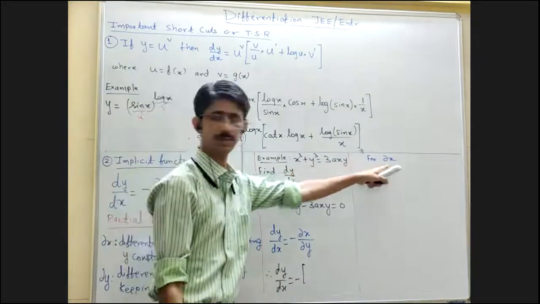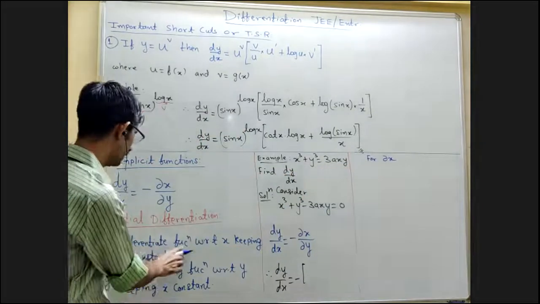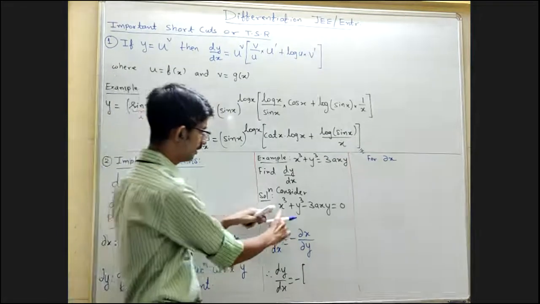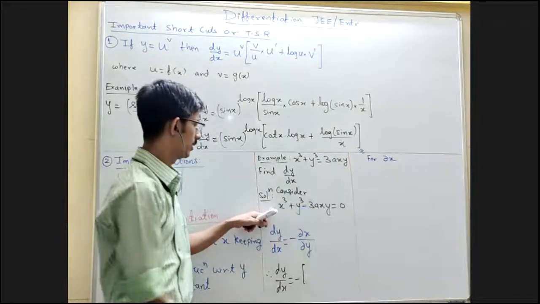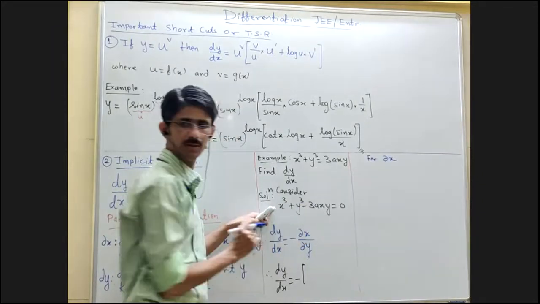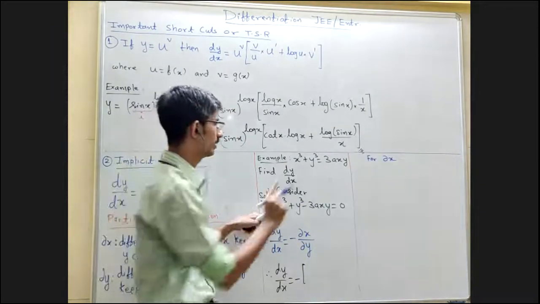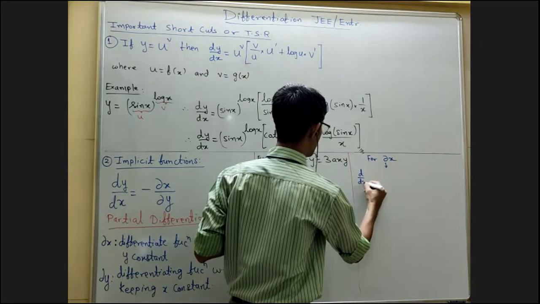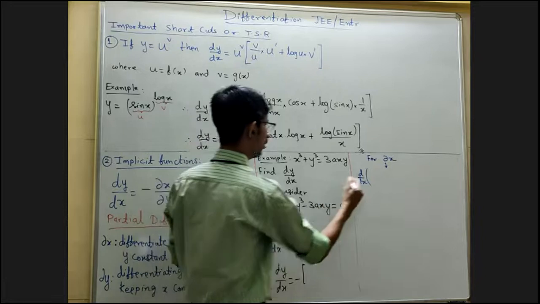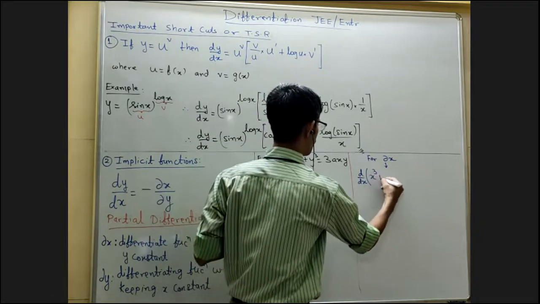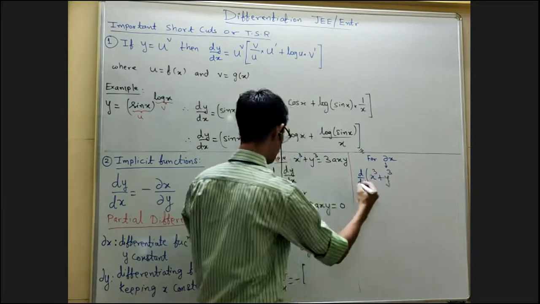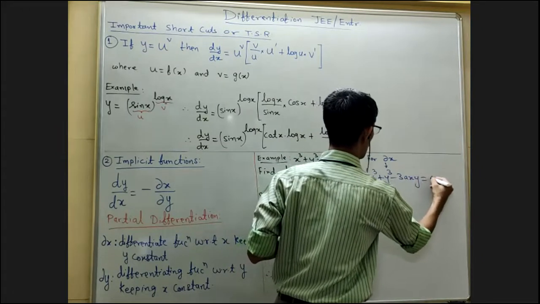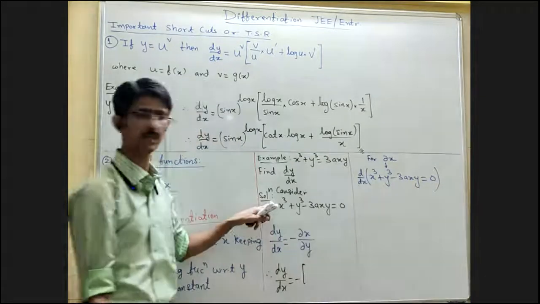Now del x means what? Differentiate the function with respect to x keeping y constant. So what is the function? This is the function, students. We are supposed to differentiate this function with respect to x. So just observe how the working of del x goes: d by dx of x cube plus y cube minus 3axy equal to 0. We have to take its derivative.